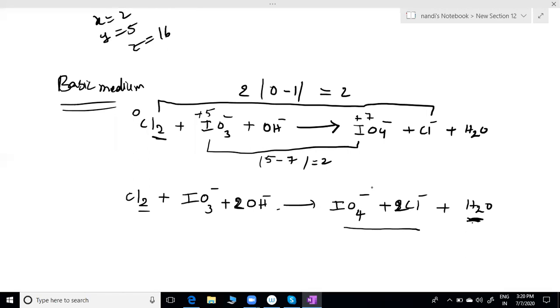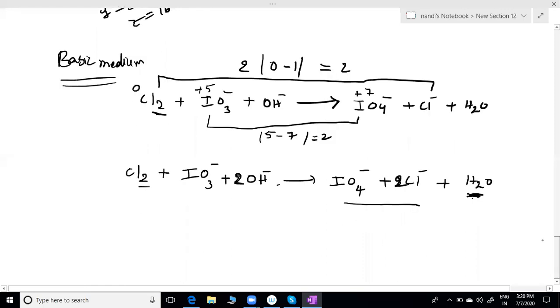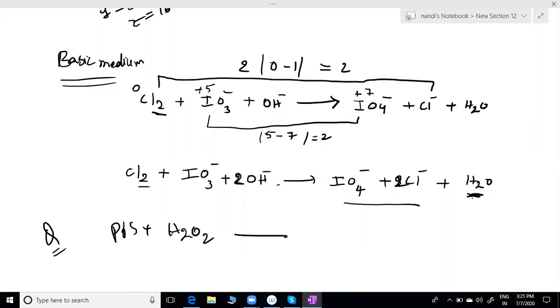Can you try one more question? I think class is over, but you can try. This is PbS plus H2O2 in acidic medium. You can balance it simply; I'm giving the equation here. Very simple, no need to do anything. PbS plus H2O2 gives PbSO4 plus H2O. Try to balance for the next class.